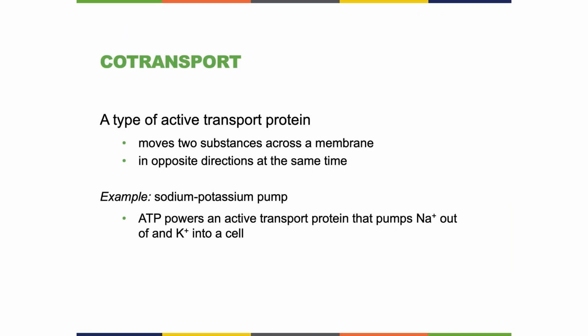Co-transport is a type of active transport where we're moving two things across the membrane in opposite directions at the same time. And there are several examples of this in the human body. Probably the most well-known and most important is the sodium-potassium pump. Okay, we use ATP to power this, so we can pump sodium out of the cell but get potassium into the cell.